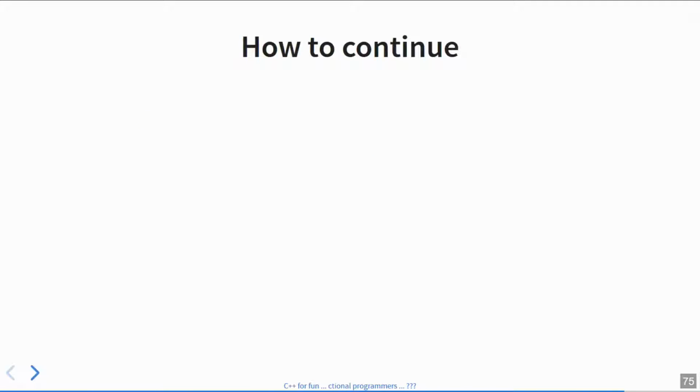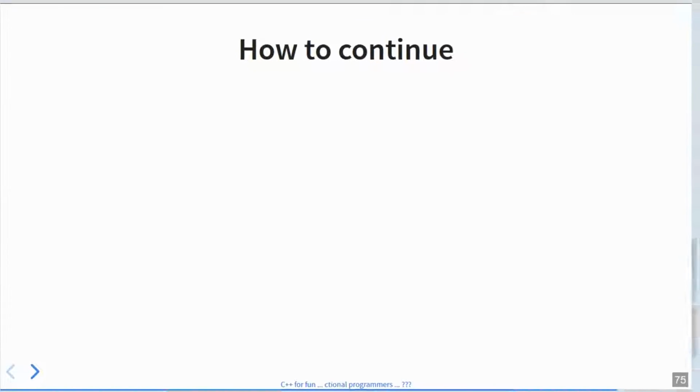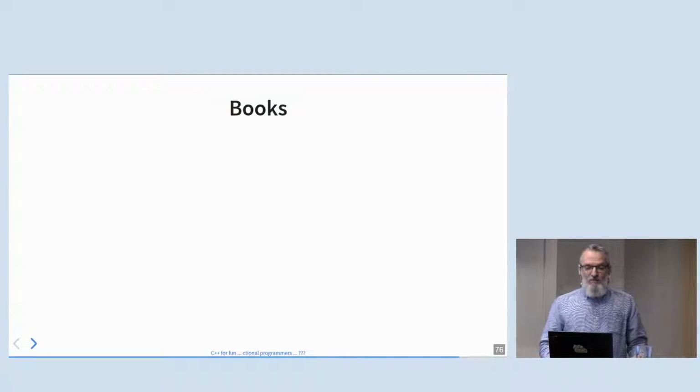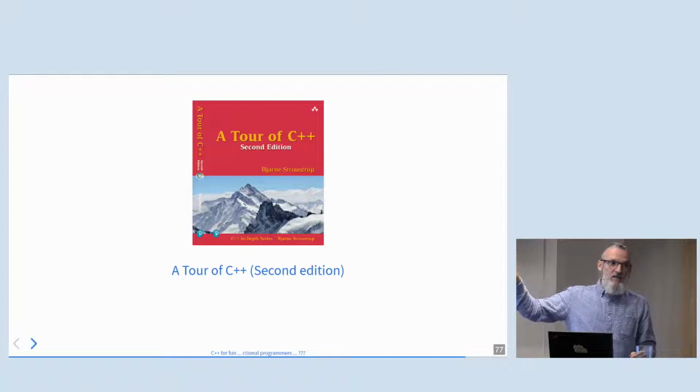So now how to continue? If you now see, wow, I want to write C++, but I need to do something, right? How can I continue? So books, of course, books are always great. This book is maybe 250 pages. It's from Bjarne Stroustrup, the creator of C++, and it gives you a safe subset of C++ that you can use without headache. And I said it's just 250 pages.